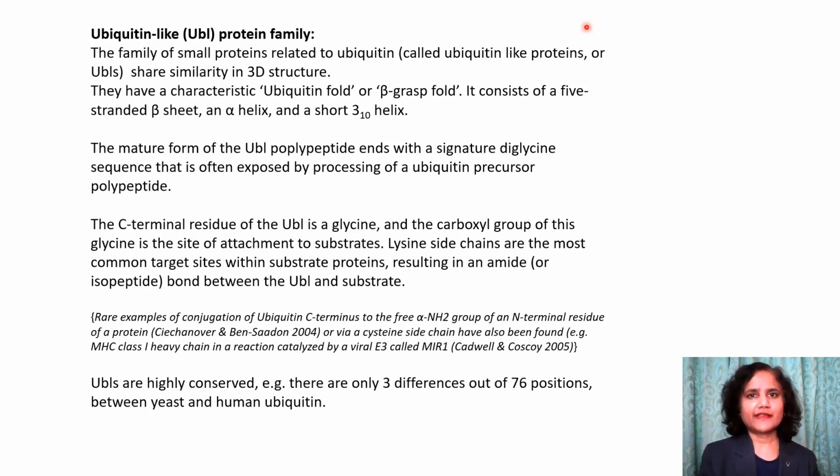Of course, there are always exceptions in biology. So there are rare examples of conjugation of the ubiquitin C terminus to a free alpha amino group of an N-terminal residue of a protein, or even via a cysteine side chain, for example in the MHC class 1 heavy chain, in a reaction that is catalyzed by a viral E3 known as mK3. So exceptions do occur, but mostly the attachment is to the epsilon amino group of a lysine side chain.